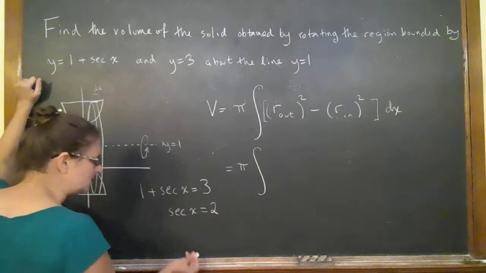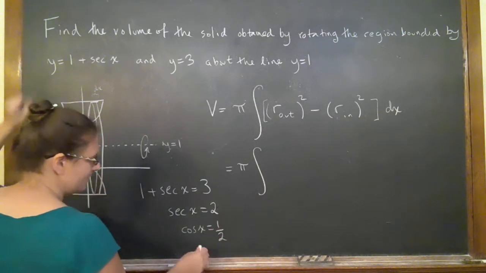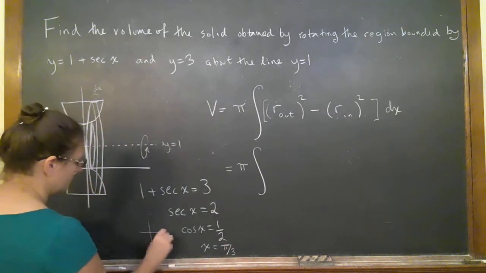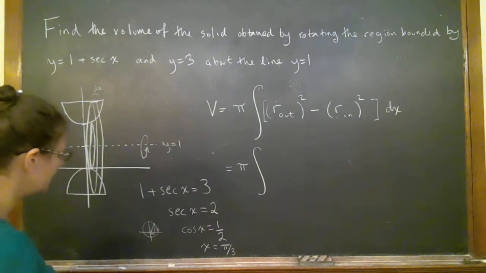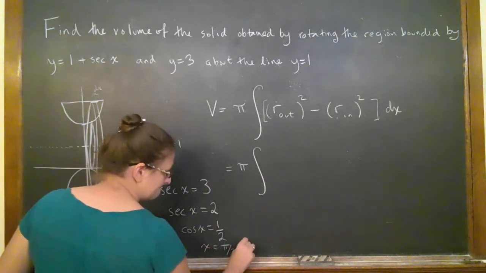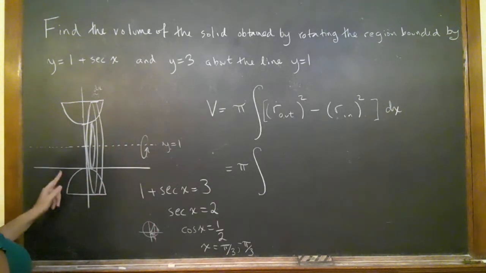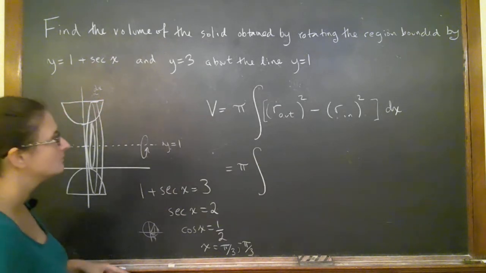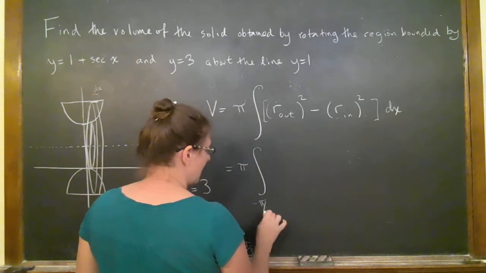Secant is 1 over cosine, right? So that would tell me that cosine of x is 1/2. And then it's going to tell me that this is pi over 3, right? Remember our unit circle. This guy is a smaller one, pi over 3. And of course, I can also get negative pi over 3. And in fact, I need both of those, right? Because this point is going to be negative pi over 3, and this point is going to be pi over 3. Okay? So I can take the integral from negative pi over 3 to pi over 3.